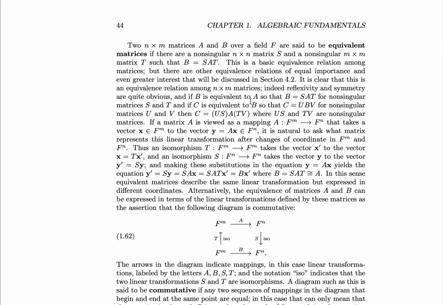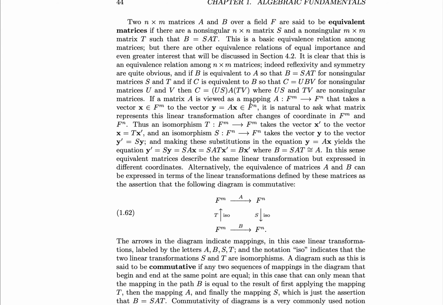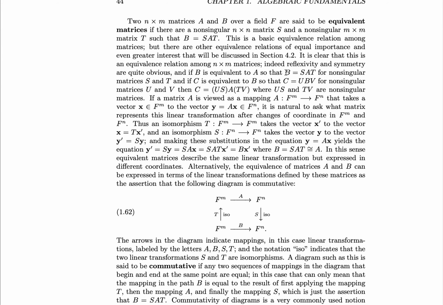To check for transitivity, let's assume that B is equivalent to A and C is equivalent to B. So we have our two suppositions, and we want to show that A is equivalent to C, or by symmetry that C is equivalent to A. B being equivalent to A means that B is equal to SAT, and C equivalent to B means C is equal to UBV, where everything is an appropriately sized matrix that is invertible or non-singular.